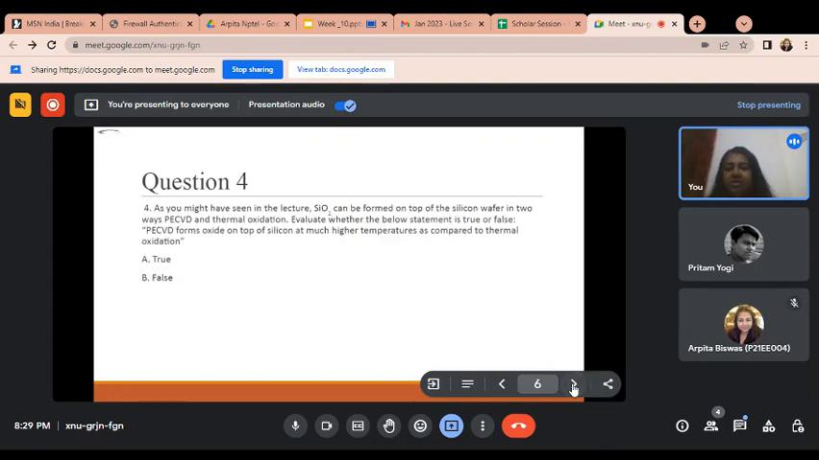The next question is, as you might have seen in the lecture, silicon dioxide can form on top of a silicon wafer in two ways, PECVD and thermal oxidation. Evaluate whether the below statement is true or false. PECVD forms oxide on top of silicon at much higher temperature as compared to thermal oxidation. So is this true or false? PECVD is a low temperature process, so it's false. Yes, this is false.